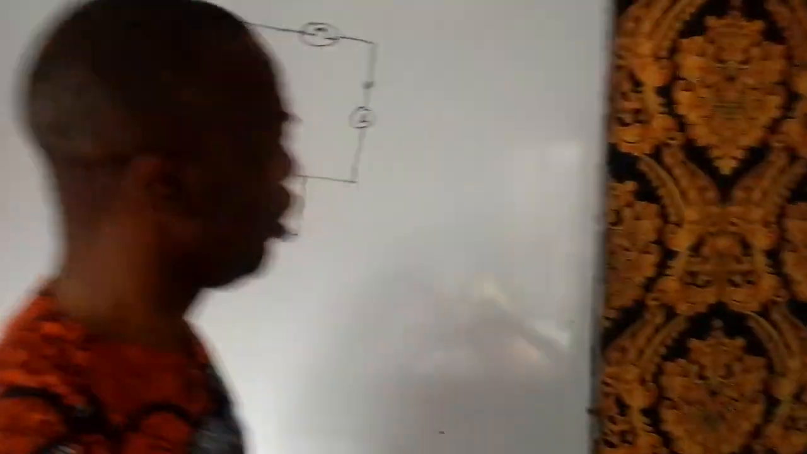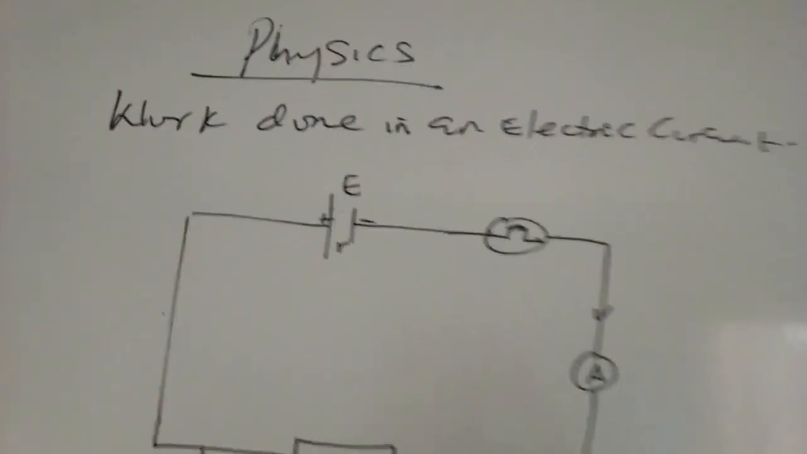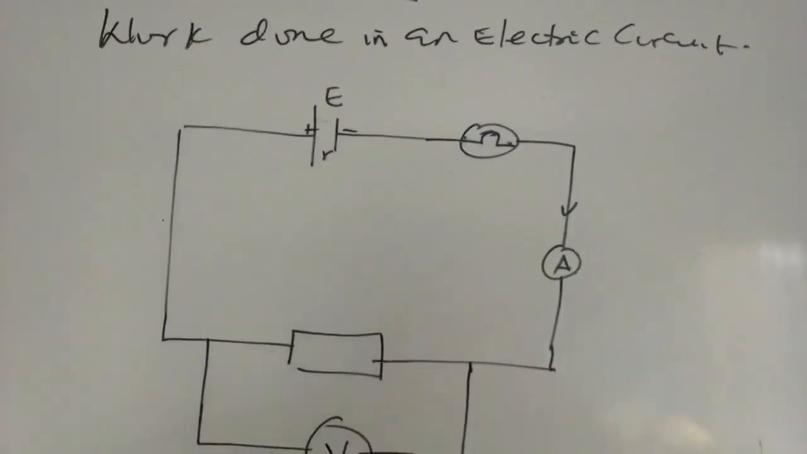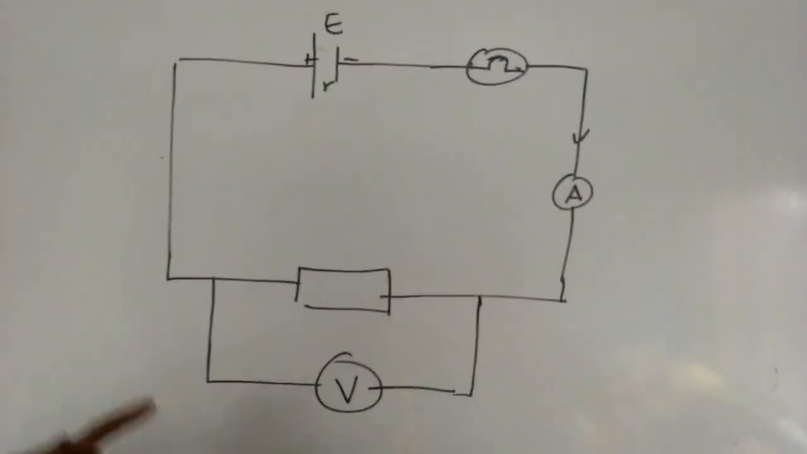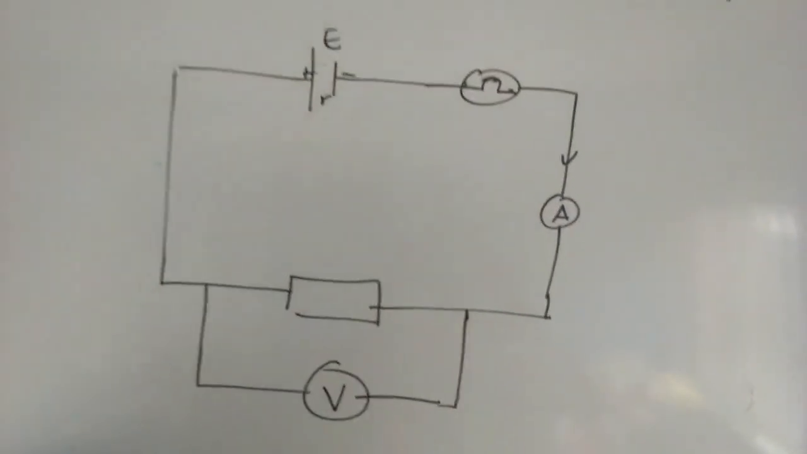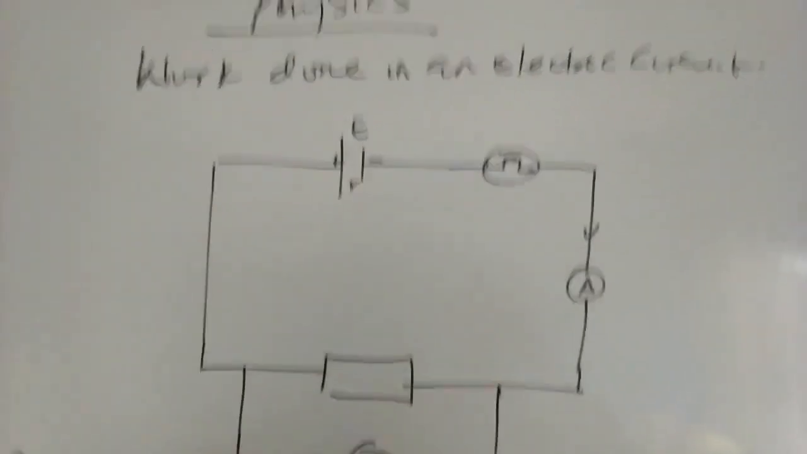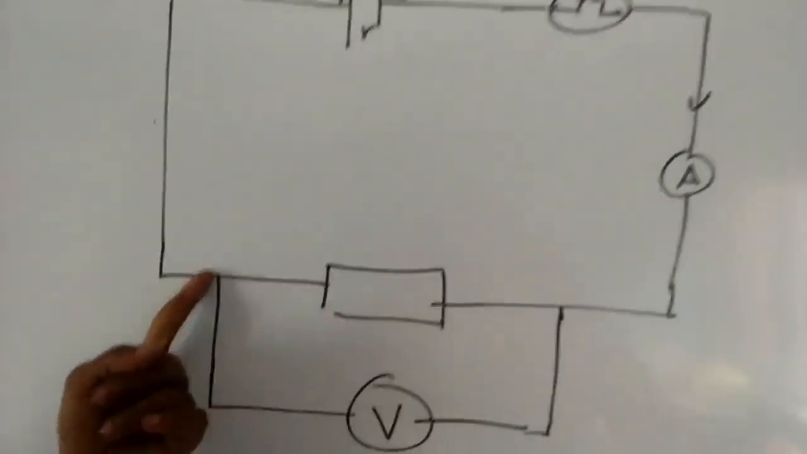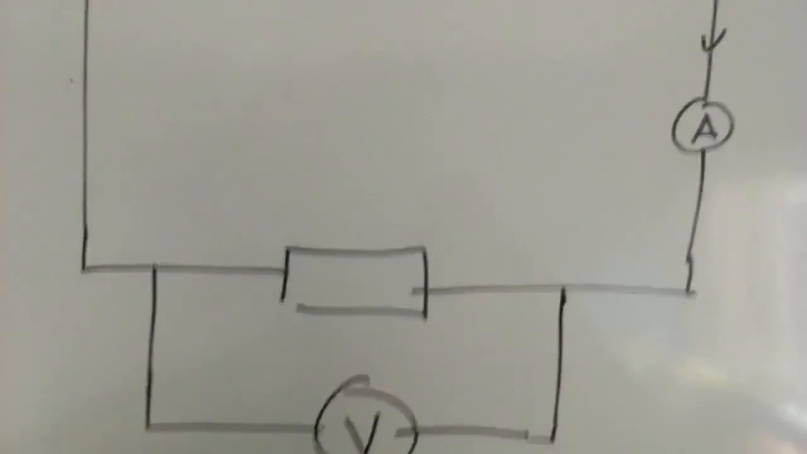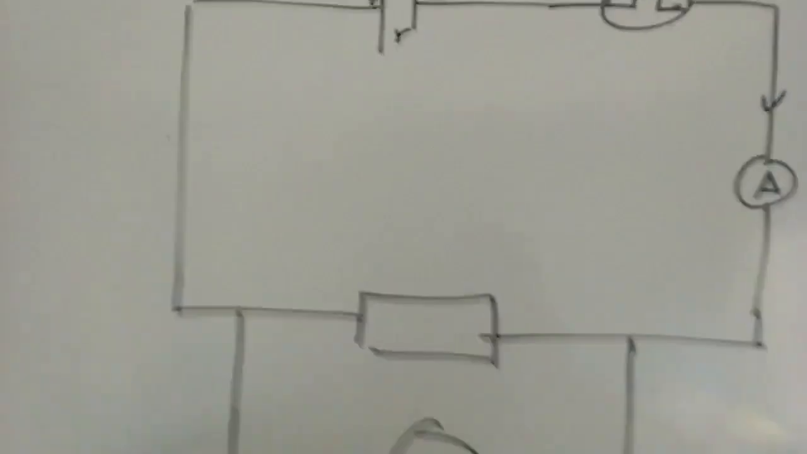So we're now looking at work done in the electric circuit. In physics, work is done when a charge is moved from one point in a circuit to the other. As we defined in an earlier video, the potential difference is the work done in transferring a unit positive charge from one point to the other. So work is done when charges are transferred from one point to the other in an electric circuit.